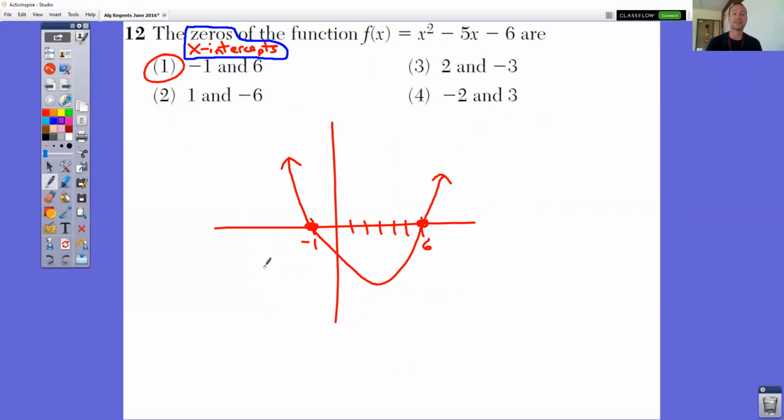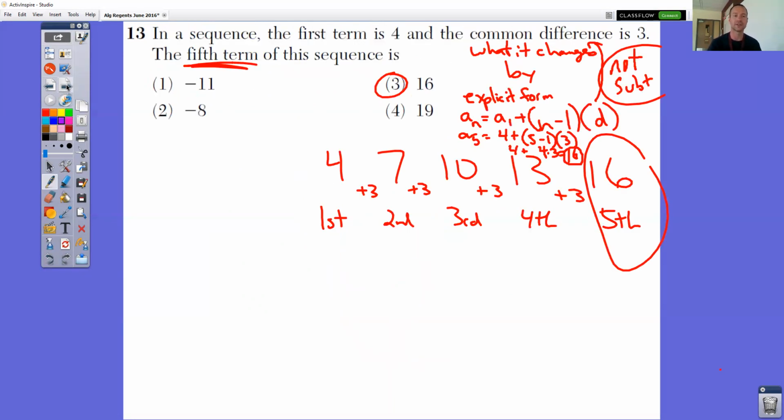In question number 12, the zeros. Remember, zeros are your x-intercepts of the function. So I would just type this into your y equals and see where it crosses the x-axis. It crosses it here at -1 and here at 6. So that is choice 1. Super easy question there. In question number 13, in a sequence, the first term is 4.